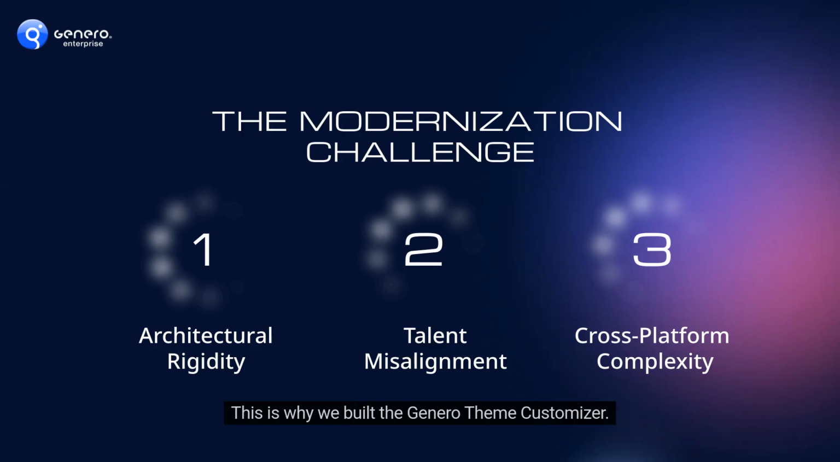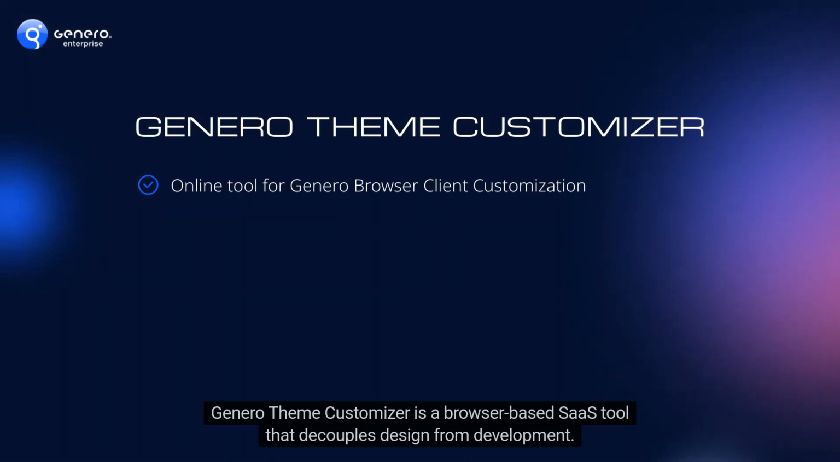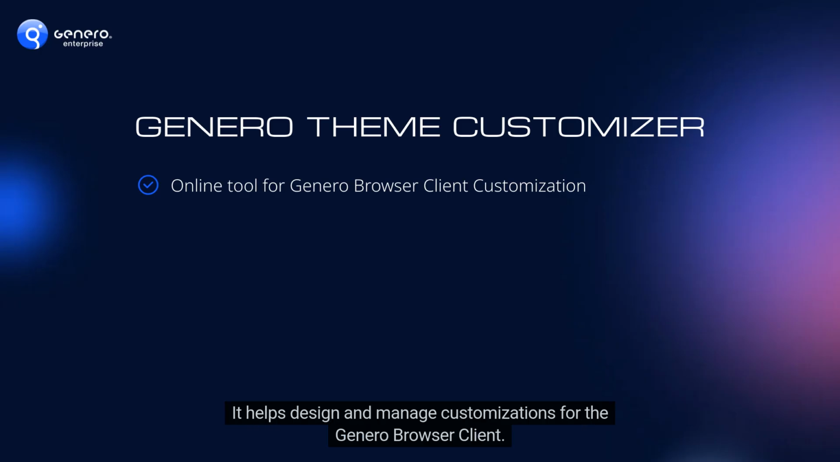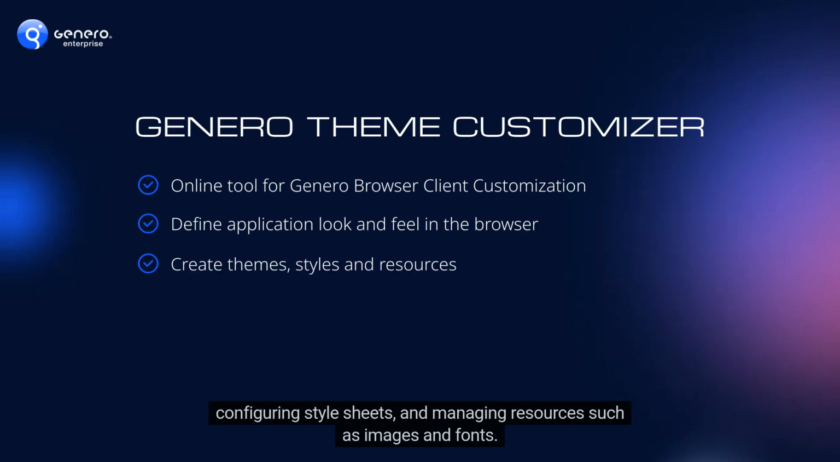This is why we built the Genero Theme Customizer. Genero Theme Customizer is a browser-based SaaS tool that decouples design from development. It helps design and manage customizations for the Genero browser client. It allows you to define the look and feel of Genero applications directly in the browser by creating themes, configuring style sheets, and managing resources such as images and fonts.